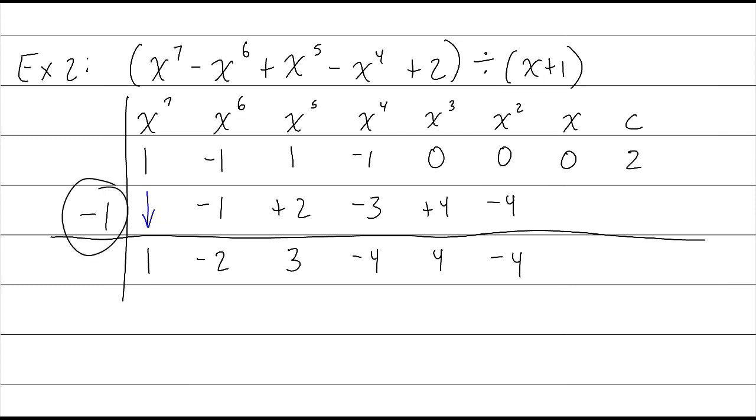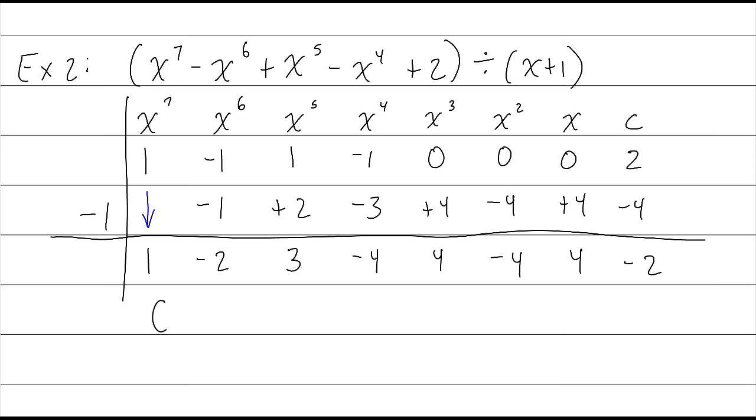0 minus 4 is negative 4. Times that negative 1, that's a positive 4. 0 plus 4 is 4. Times that negative 1 is a negative 4. 2 minus 4 is negative 2. Okay, goodness. That was an example of a long problem, right? x to the 7th, that's a pretty long one. But notice it wasn't really that much more difficult. We just had to keep going, right?